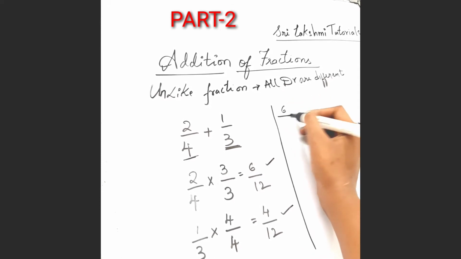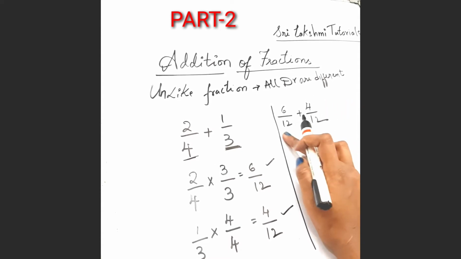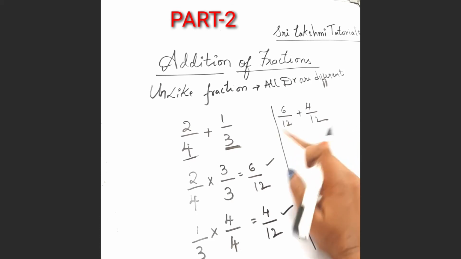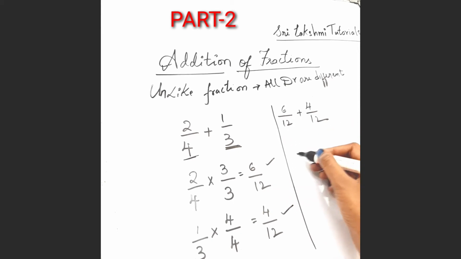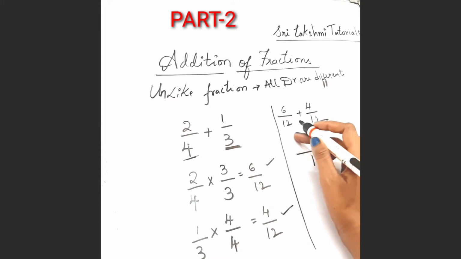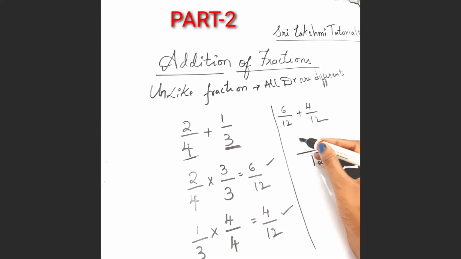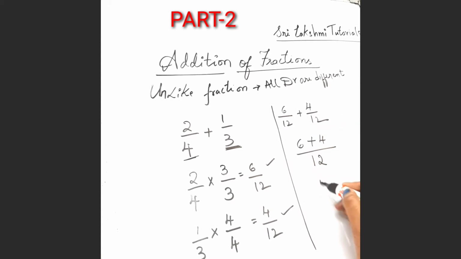Now add it. 6 by 12 plus 4 by 12. Now see here, I have made the unlike fractions into like fractions because denominators are same here. Now do as usual how we did before. Taking denominator only one time here. 6 plus 4, adding the numerators. 6 plus 4 is 10 by 12. Got it, children? Addition of unlike fractions. Now you got the answer here, 10 by 12.